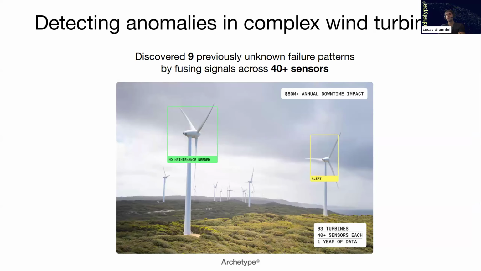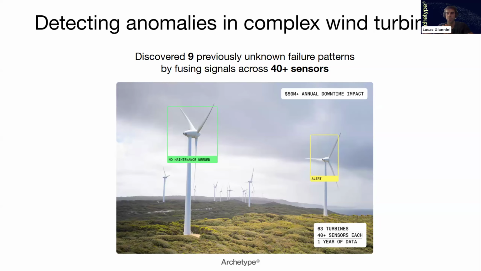And now we bring a series of examples in which we used those pre-built agents. The first one is using the process monitoring agent. And here the biggest goal was to detect anomalies in complex wind turbines. We used Newton out of the box here, and the final output is that it discovered 9 previously unknown failure patterns. So these are patterns of failure which even industry experts were not aware of, and it used more than 40 sensors to do that.